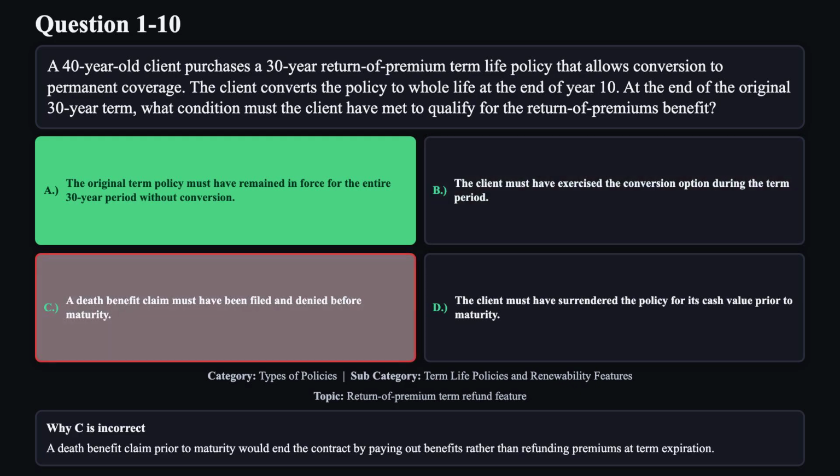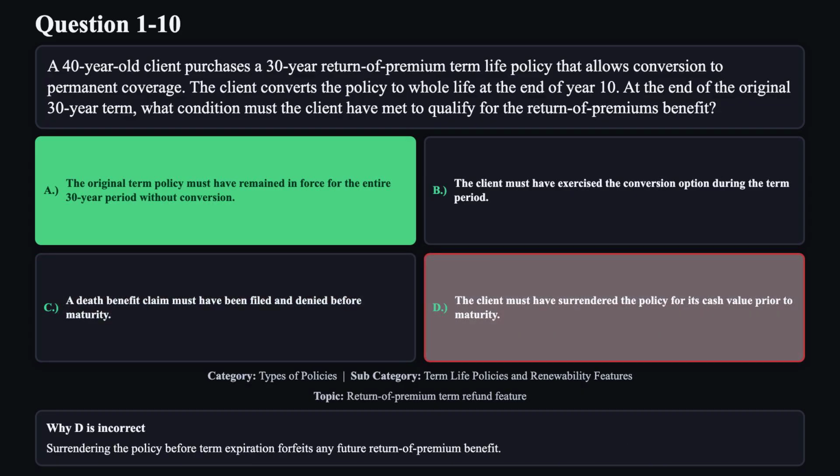Reason C is not correct. A death benefit claim prior to maturity would end the contract by paying out benefits rather than refunding premiums at term expiration. Reason D is not correct. Surrendering the policy before term expiration forfeits any future return of premium benefit.